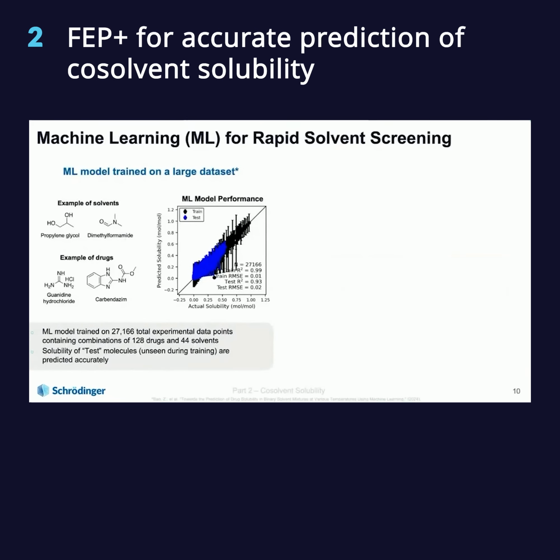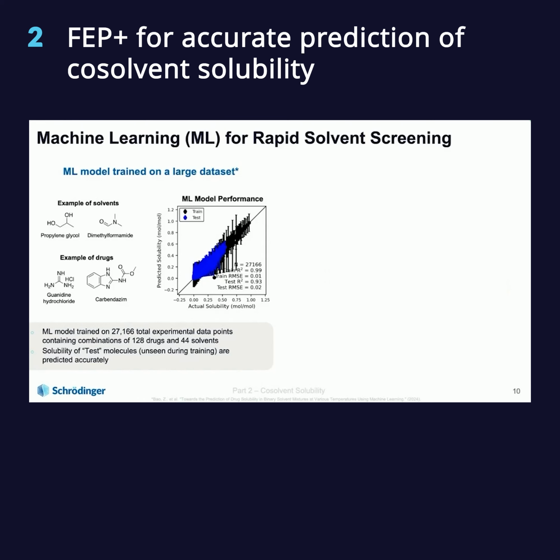Before jumping into the physics-based models, I did want to start with actually our machine learned model. This allows for really fast computation and estimations of solubility, and hopefully you'll see why I positioned it here. We've trained on a large data set based on some literature, over 28,000 total experimental data points that cover 128 different drugs and 44 solvents.